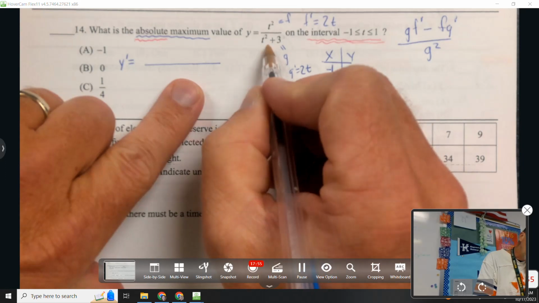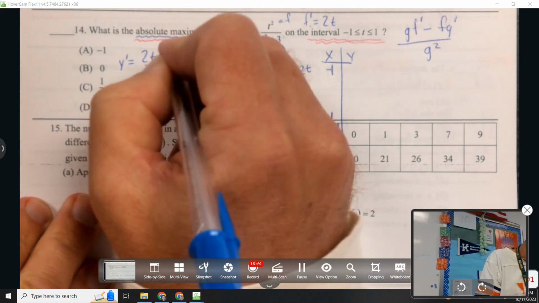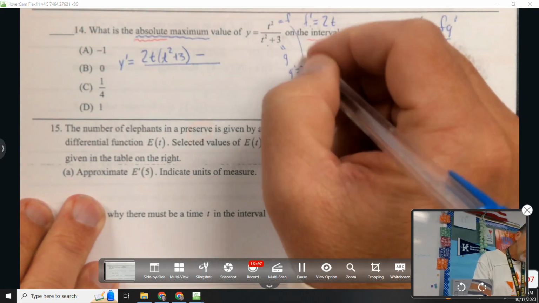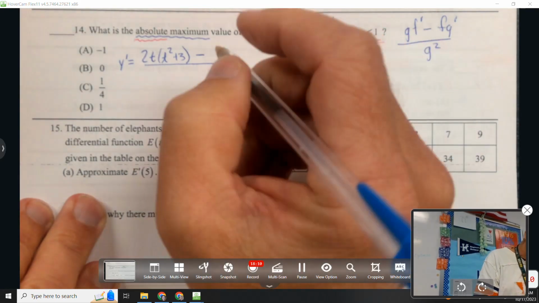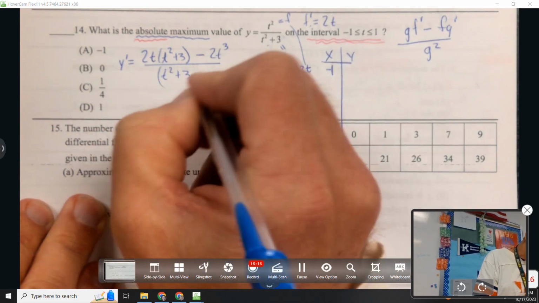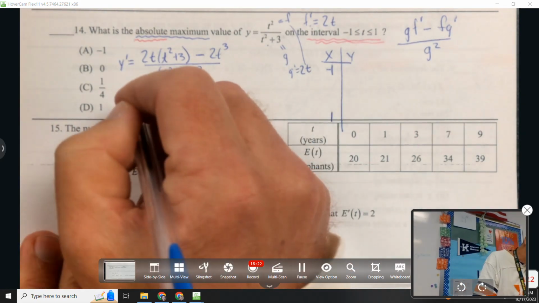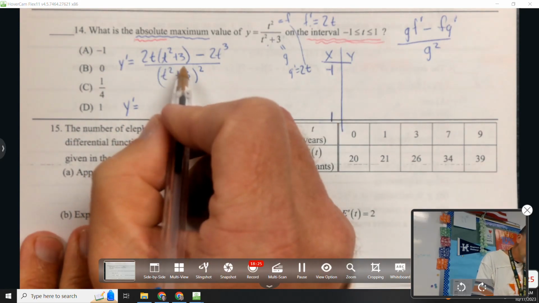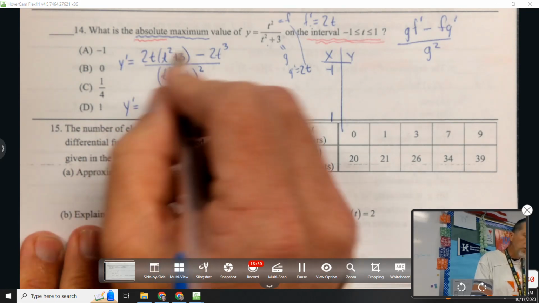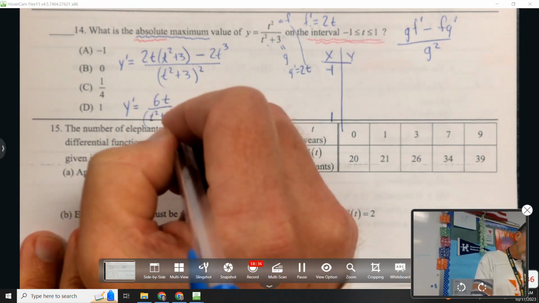GF prime. So GF prime would be 2t times t squared plus 3, minus FG prime. That would just be 2t cubed, all over t squared plus 3 squared. So distribute the 2t. The 2t cubes will cancel, so I'll just be left with 6t over t squared plus 3 squared.